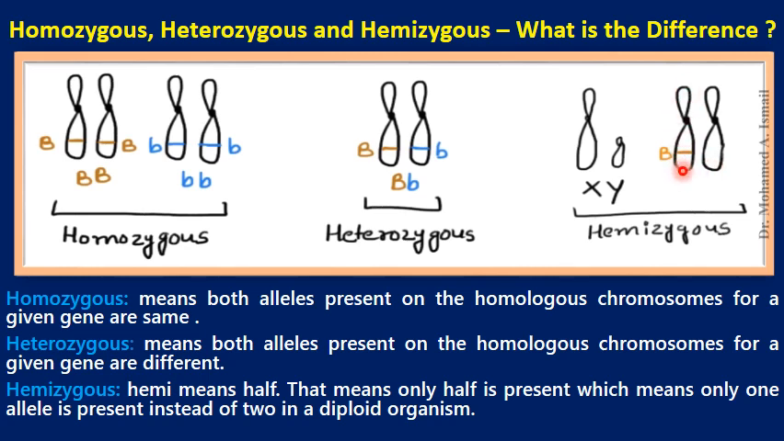In another example, as illustrated in this figure or this diagram, one of two homologous chromosomes has B capital letter, whilst the other is deficient, as illustrated in this figure. So in this case, we name this phenomenon hemizygous. You can now differentiate between homozygous, heterozygous, and hemizygous characteristics or genes.